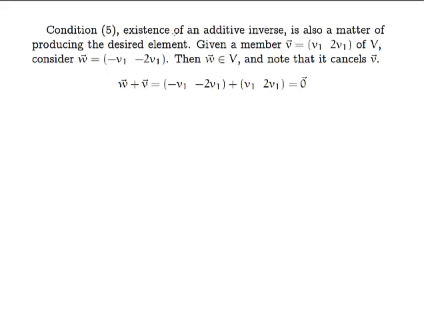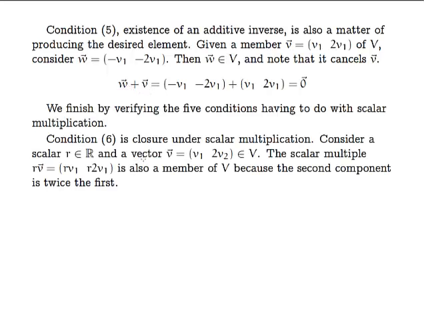Okay. Condition 5, existence of additive inverse. In the same way, if we take an arbitrary element of V, we can construct this vector. Now notice that this vector is in V also, because the second component is twice the first. And then we show explicitly that v plus w equals 0. So w satisfies the condition of inverse, so w is the inverse of v. Okay. Now there are 5 conditions that talk about scalar multiplication.